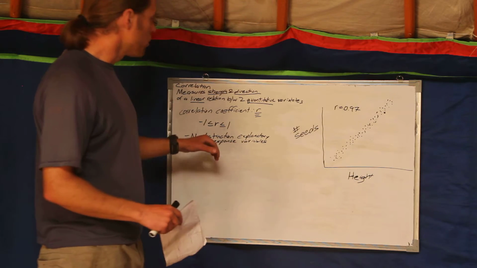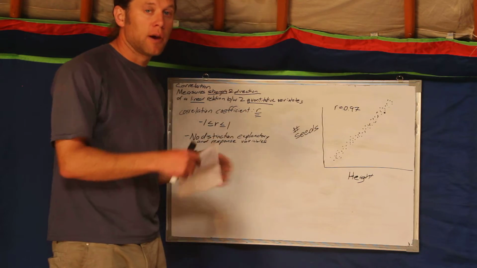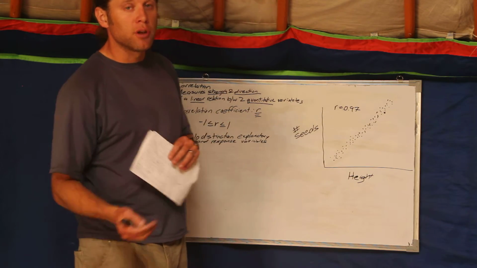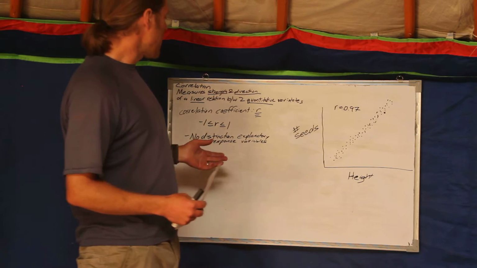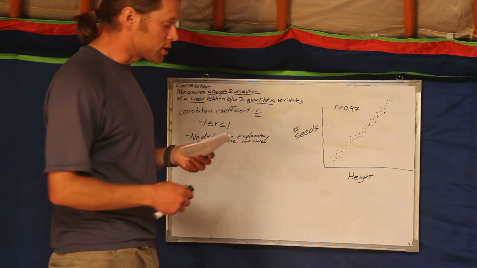So that's important. What that means is that you don't need to have a causal relationship or think that one variable influences the other to get a correlation. You can flip those and it doesn't matter. But with regression, that's different.